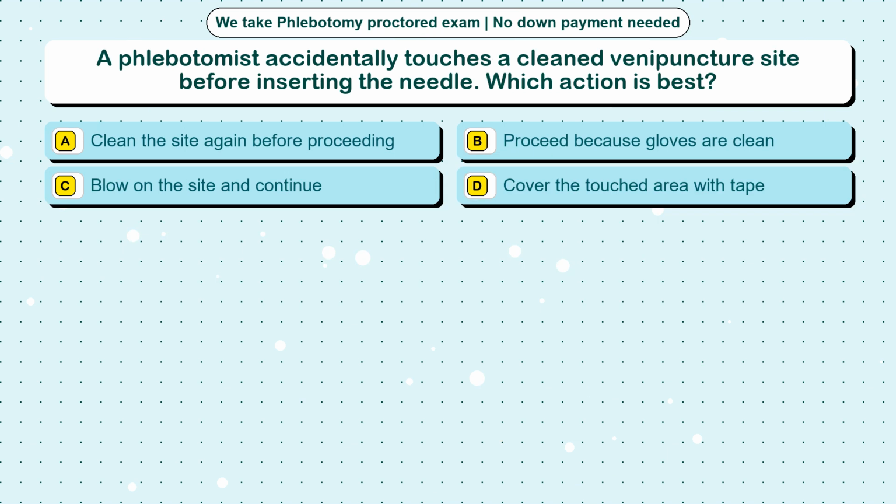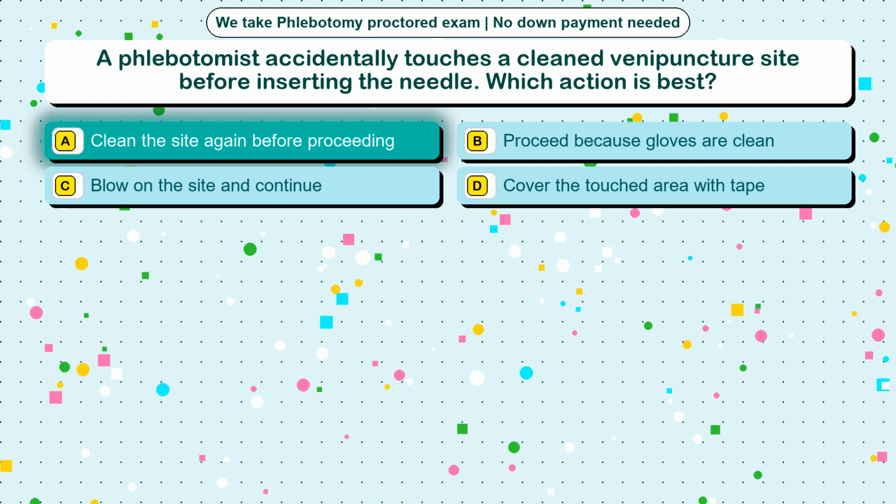Question 54. A phlebotomist accidentally touches a cleaned venipuncture site before inserting the needle. Which action is best? Option A, clean the site again before proceeding. Option B, proceed because gloves are clean. Option C, blow on the site and continue. Option D, cover the touched area with tape.